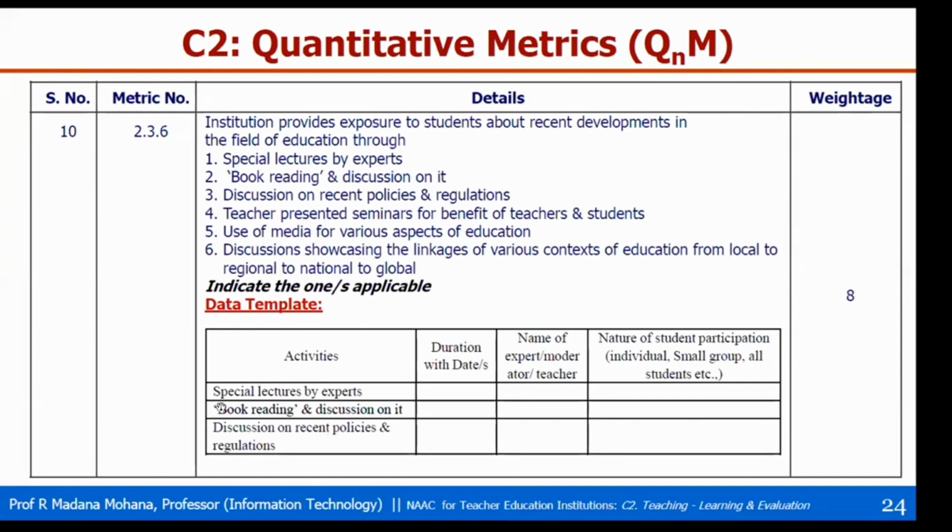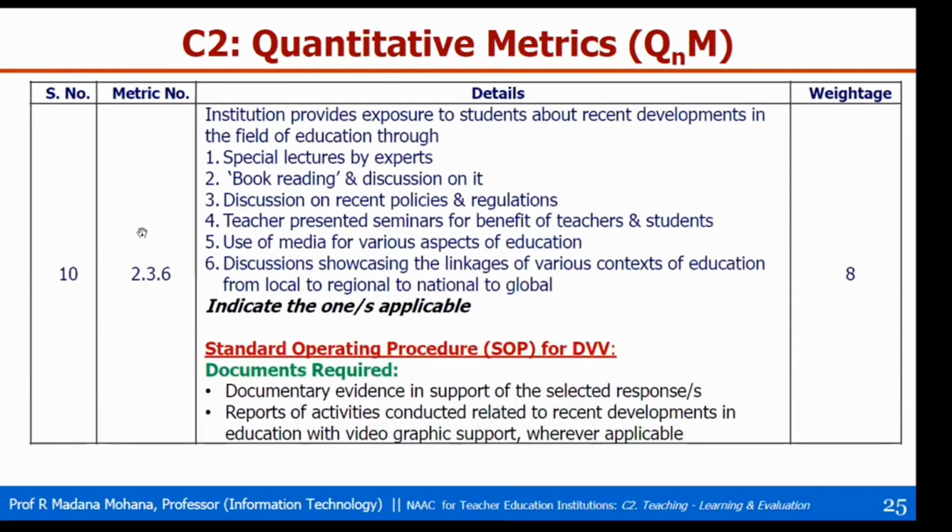The data template is activity-wise, 1 to 6. Then duration with the dates, name of the expert or moderator or teacher, the nature of the student participation, like either individual or group or all students. You can mention like this. Then as for SOP, what are the documents required for this metric? First, documentary evidence in support of the selected responses. Then report of the activities conducted related to recent development in education with videographic support, video also wherever applicable.